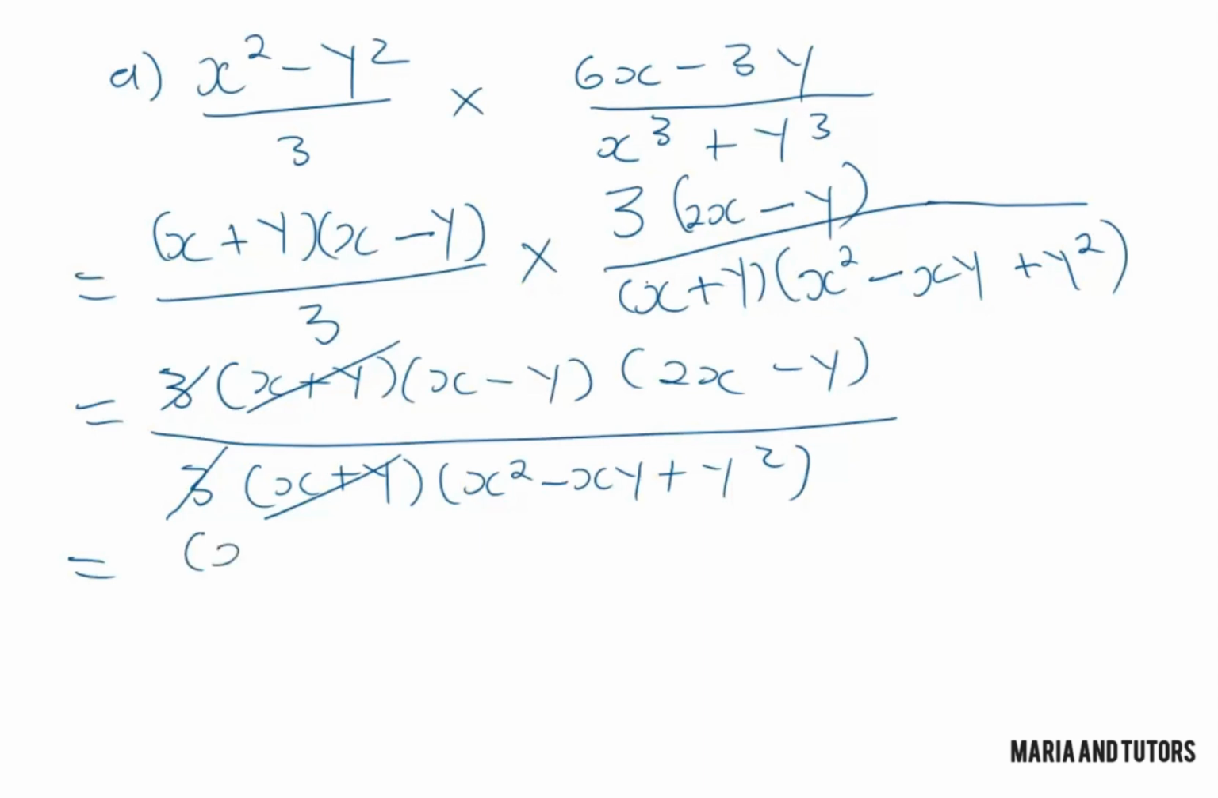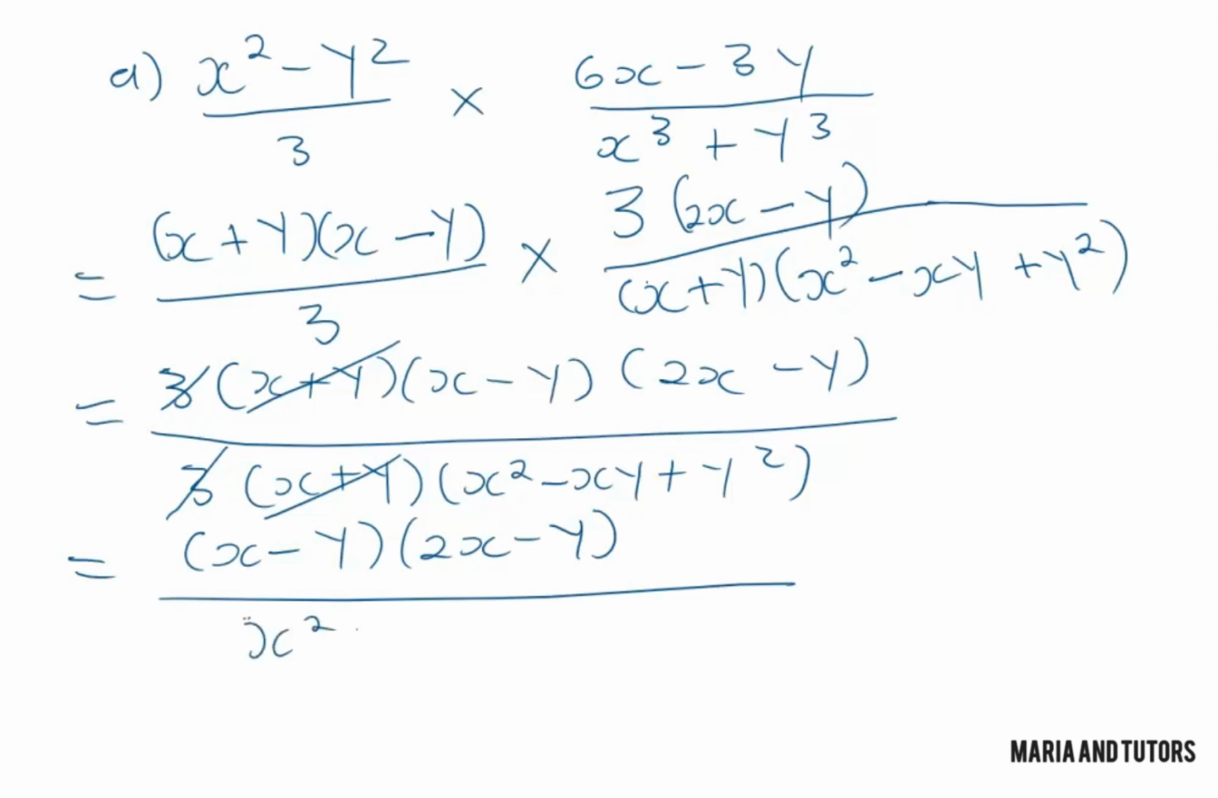On the numerator we're going to be left with (x − y) multiplied by (2x − y), all this divided by x² − xy + y². So this is how you simplify the expression.